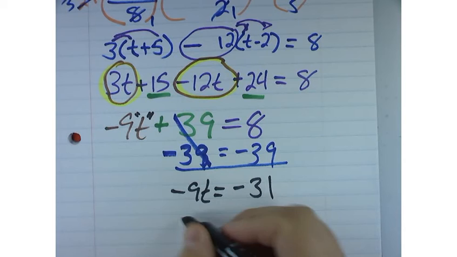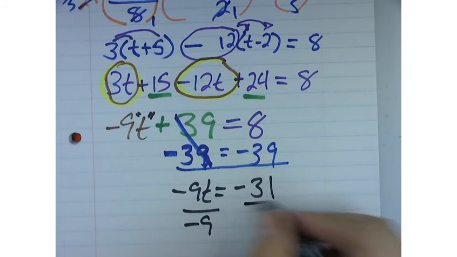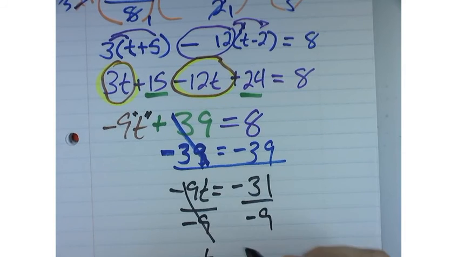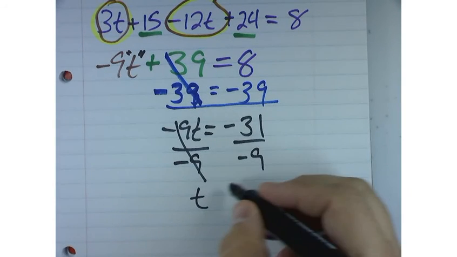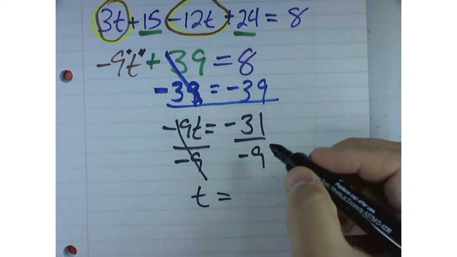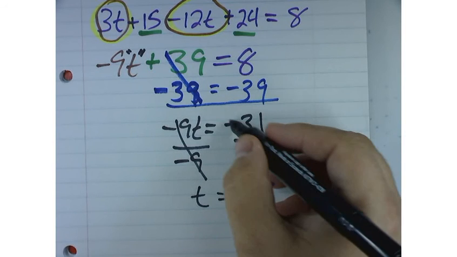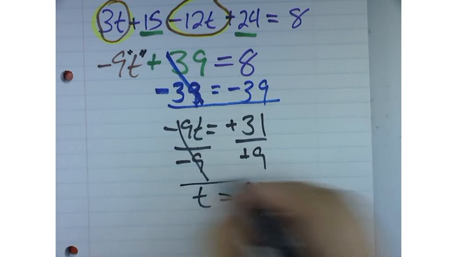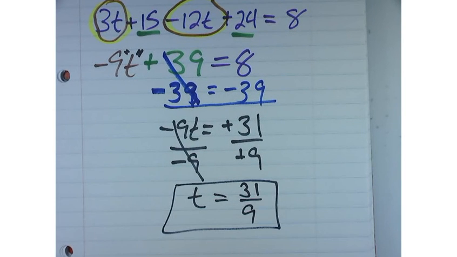So if I divide by negative 9 and I divide by negative 9, negative 9 divided by negative 9 is 1, so I got 1 times t. Now the negatives cancel, right? When you divide a negative by a negative, it becomes a positive. So the answer is 31/9, and that's what you guys said was in the back of the book. Cool.